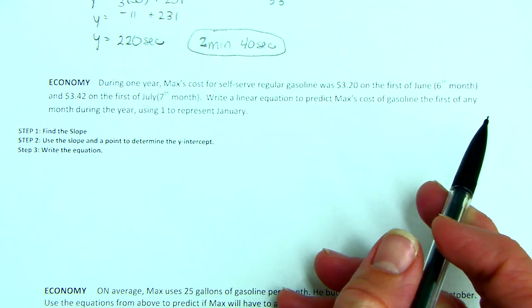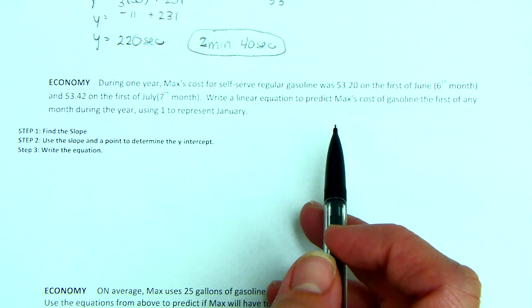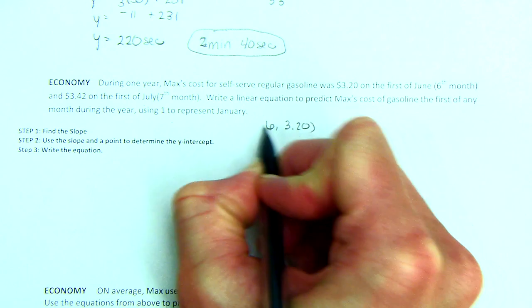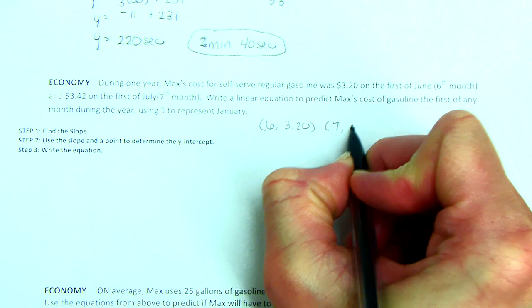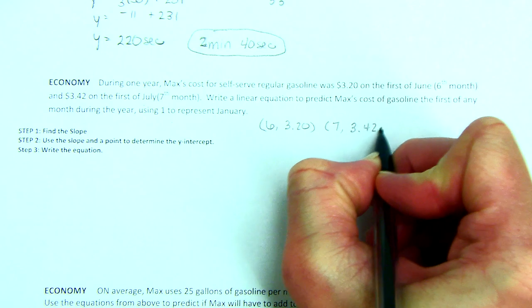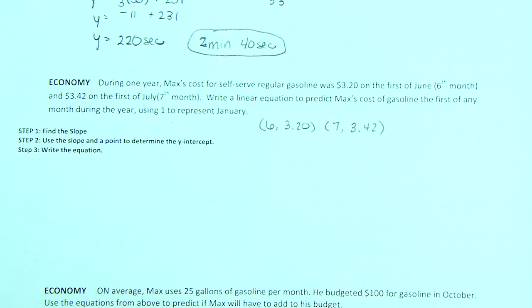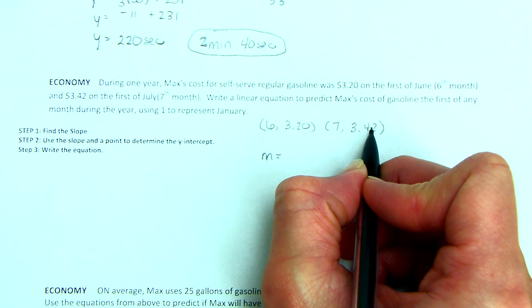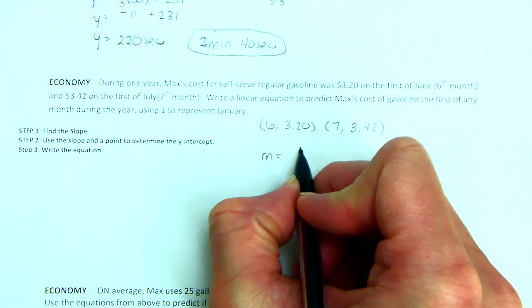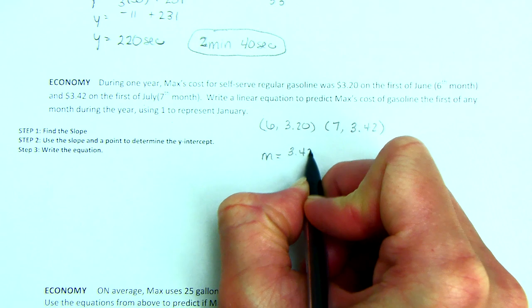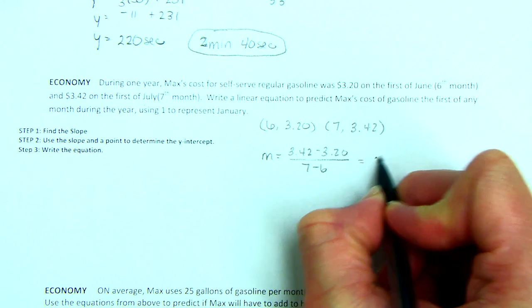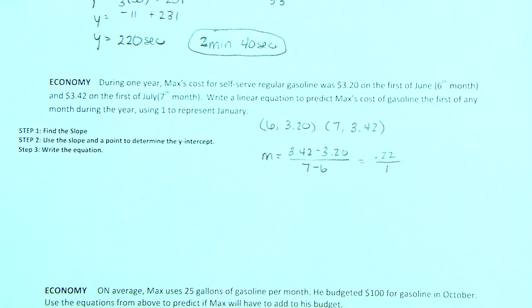write an equation to predict the cost. In other words, cost is y. So in June, the 6th month, the cost is $3.20. That's 1 ordered pair. In July, the 7th month, the cost is $3.42. So that's our 2 ordered pairs that we're going to use to find the slope. Okay, so the slope, obviously change in y, you maybe don't need to do that, but let's go. 342 minus 320 over 7 minus 6. So we've got 22 cents in a matter of 1 month.